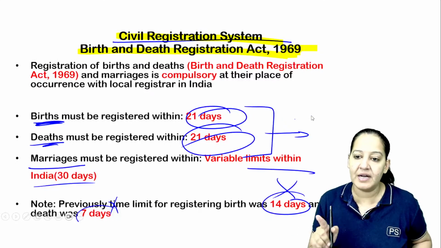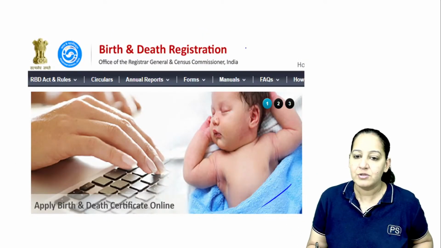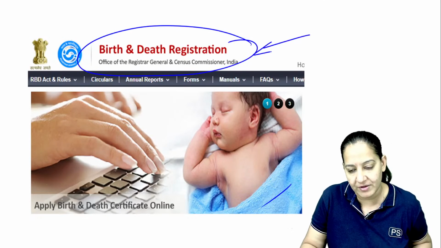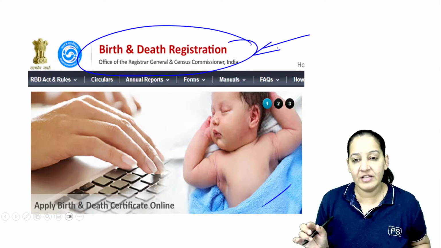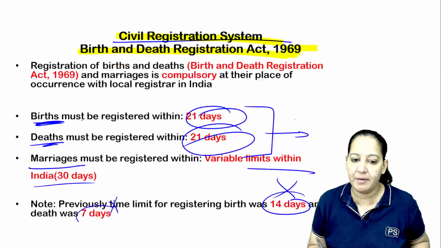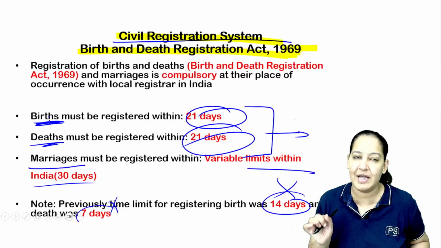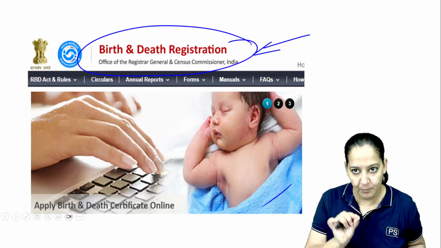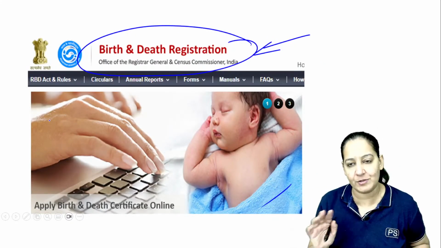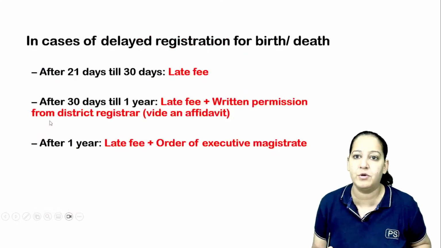Okay, under the Birth and Death Registration Act 1969, there is a website on which you have to register the details of the baby. Within 21 days the name of the baby is done, isn't it? So within 21 days you will give some name to the baby. That name has to be registered, whether it is a boy baby or girl baby. So there is a website of this name, you can see.